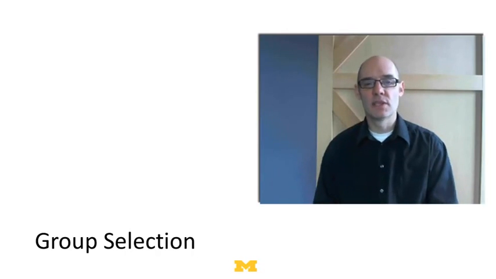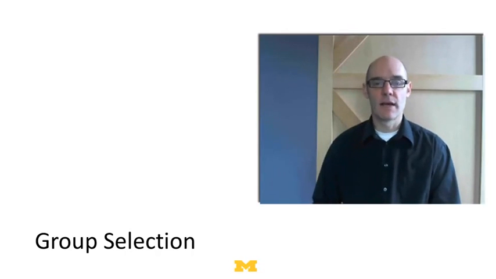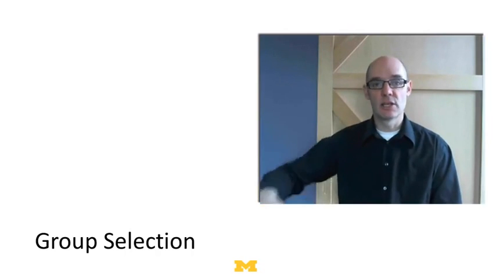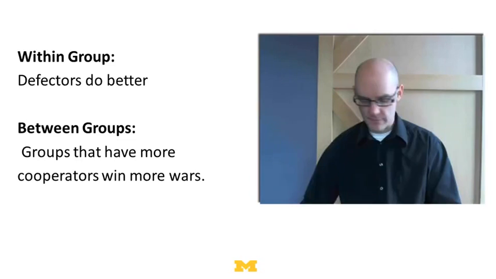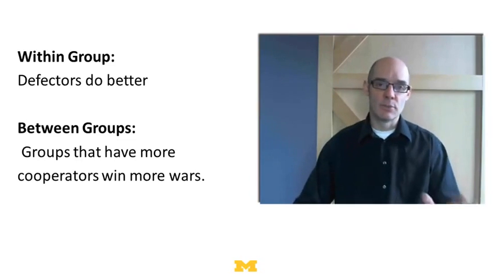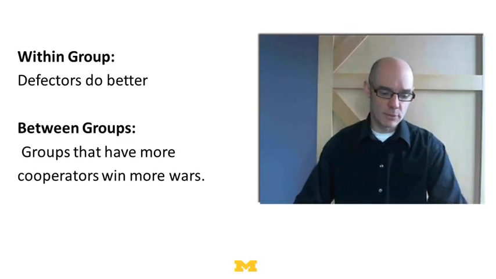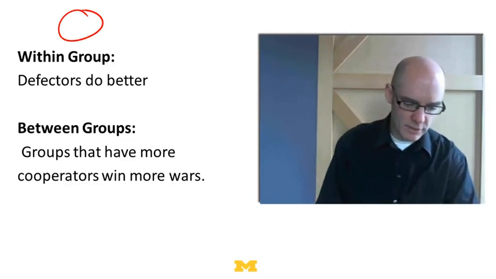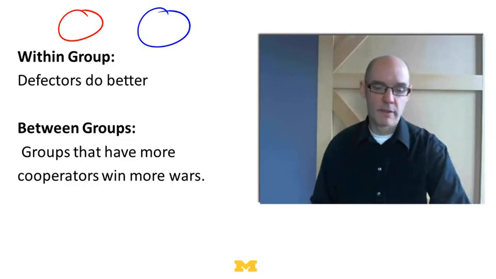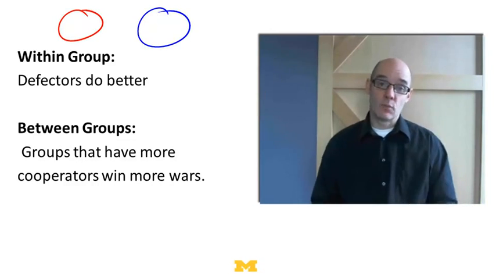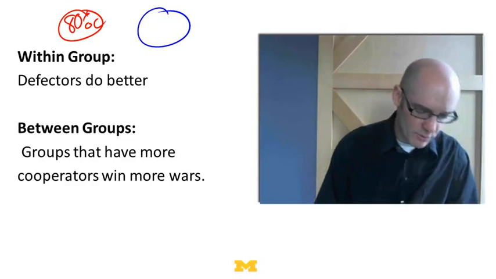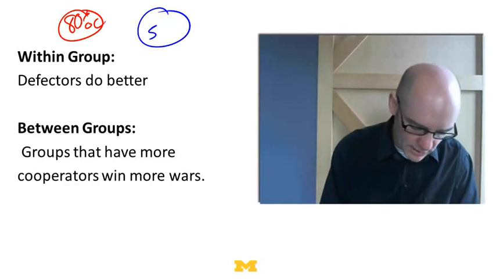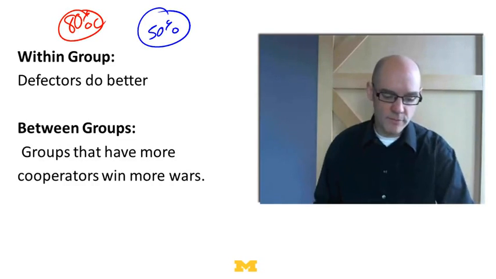Next, group selection. Group selection refers to the fact that the selection could be on groups of people as opposed to individuals, and so groups of cooperators can win out. Here's the idea. Suppose you've got two groups of people. There's a red group here, and there's a blue group here. Each group has some percentage of cooperators within itself. Let's suppose the red group has 80% cooperators, and the blue group has only 50% cooperators.